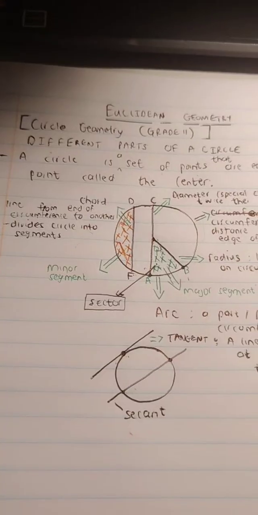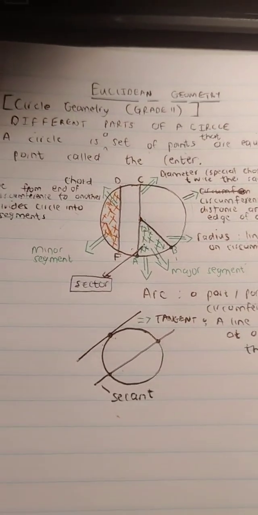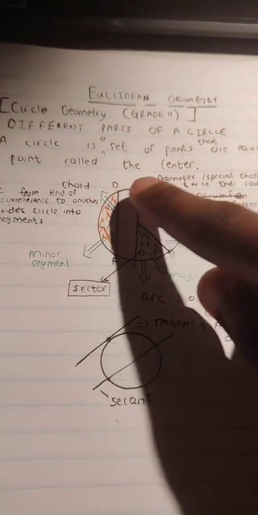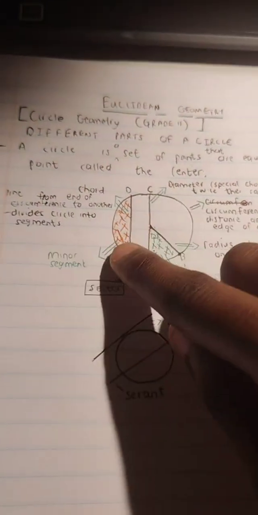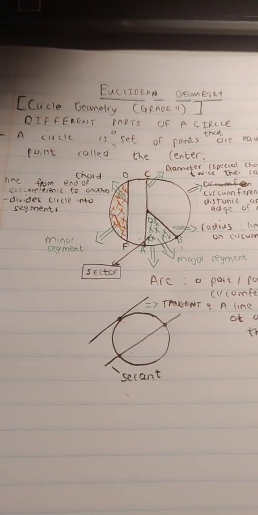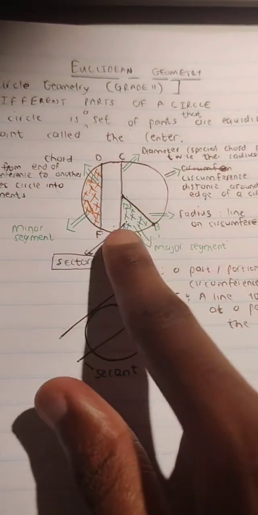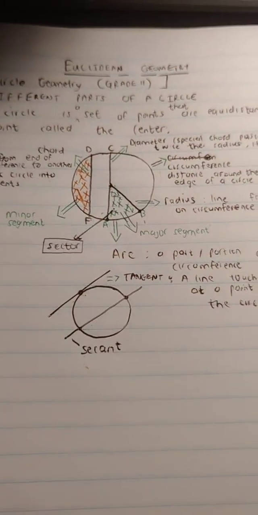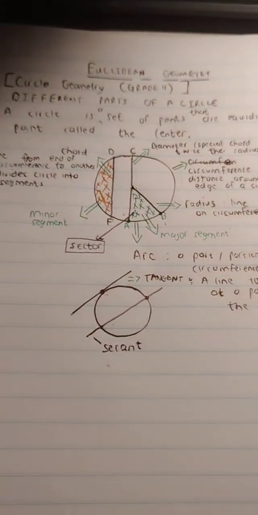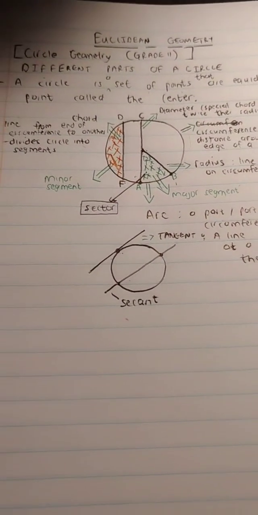Minor segment. We understand what a minor segment is. A chord divides our circle into two segments, a minor segment and a major segment. Major meaning bigger, minor meaning smaller. Then we have what? An arc. We know what an arc is. Okay. Tangent. We know what a tangent is. Secant. Secant is pretty much straightforward, and we know what that is.